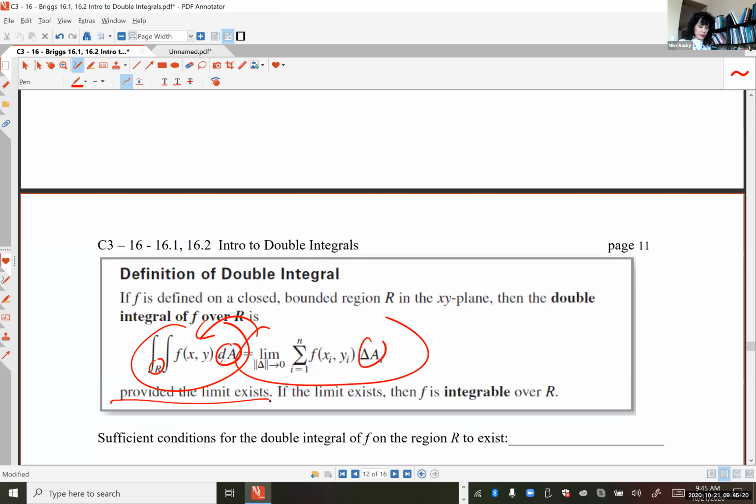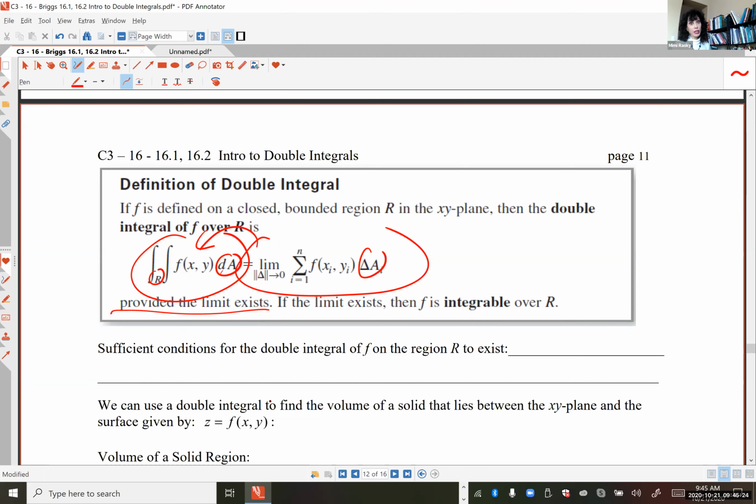And of course, you hope the limit exists, because that means the function's integrable. Because if it doesn't exist, the function's not integrable. And we already talked about there are functions out there that are not integrable. Okay? Now, sufficient conditions for your double integral to exist, you want R to be kind of special.